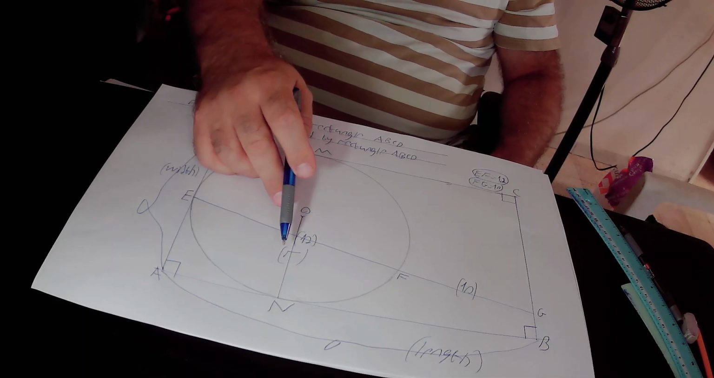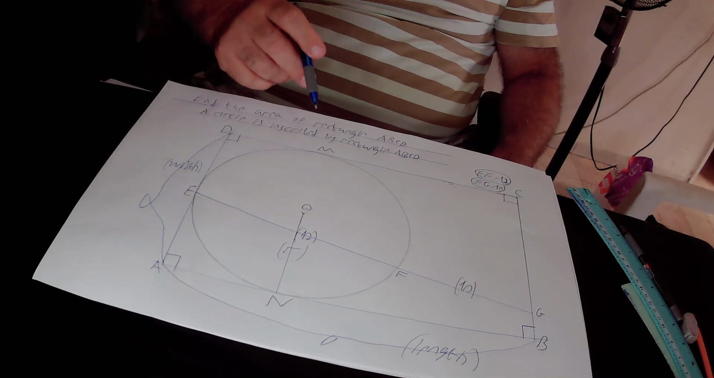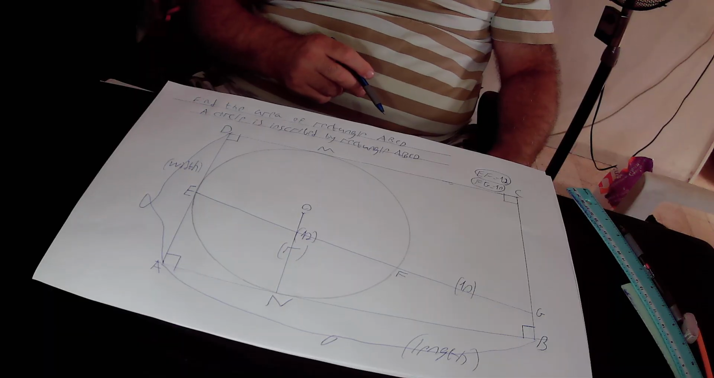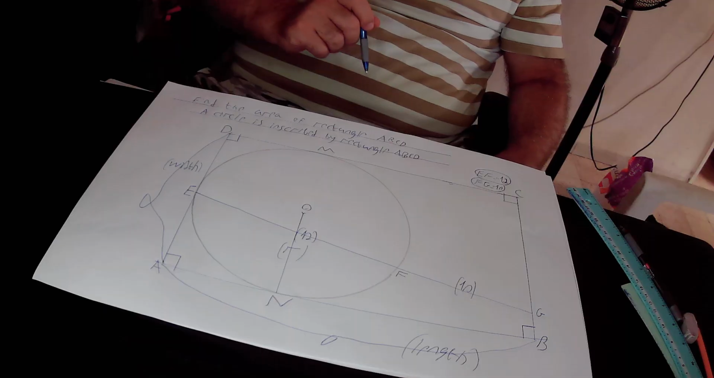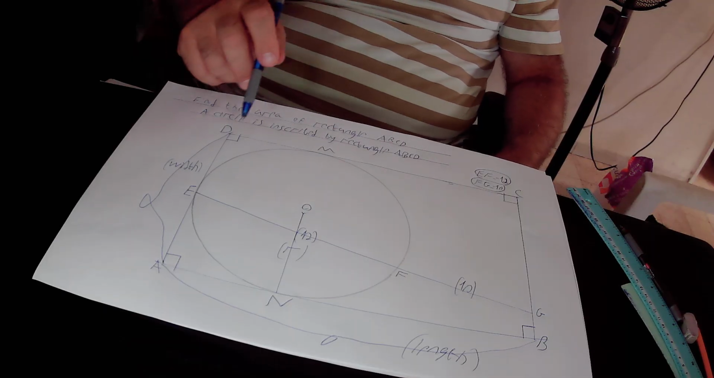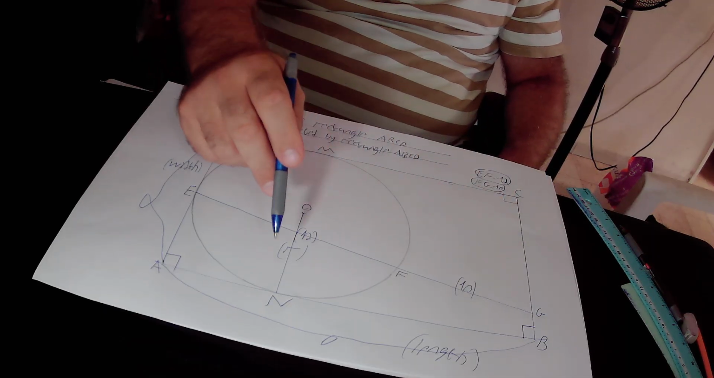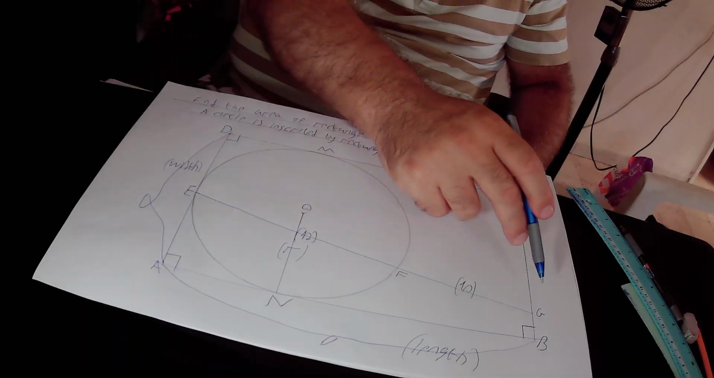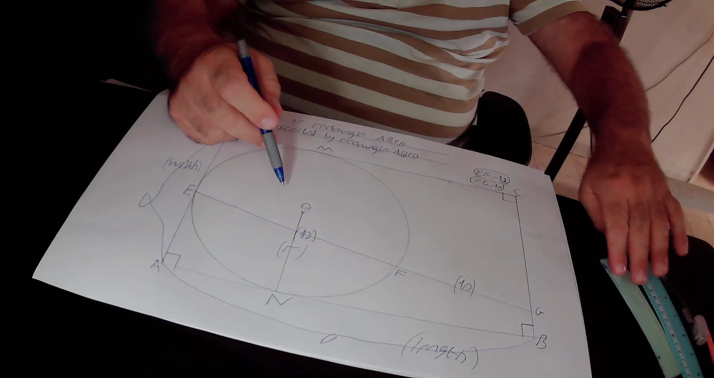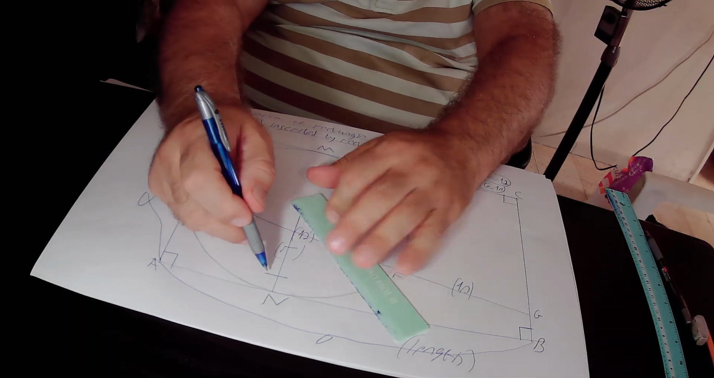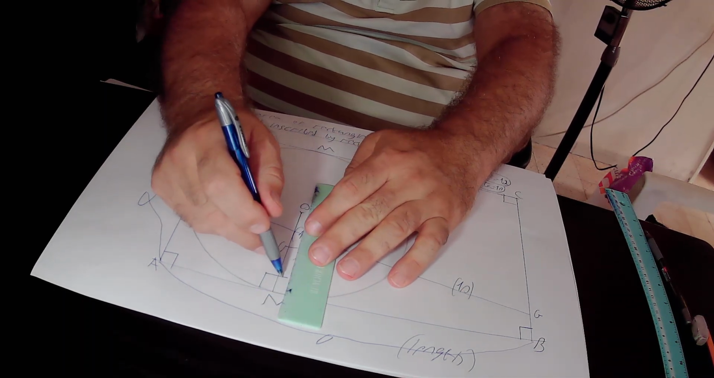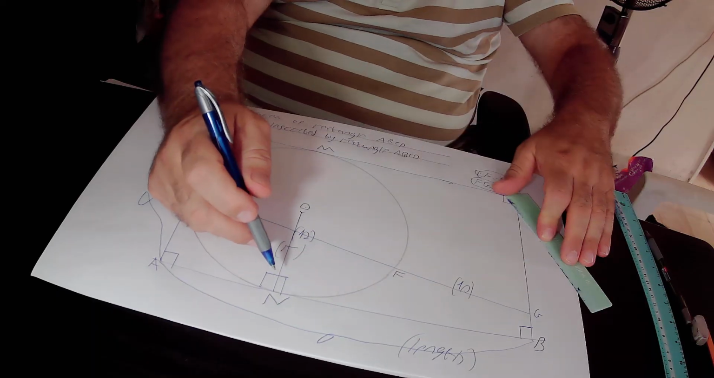the radius ON is drawn to point N, that is the point of tangency of tangent AB with this circle. Whenever you have a radius that is drawn to the point of tangency, then tangent AB will be perpendicular to the radius NO. If AB is perpendicular to NO, it means that this angle equals 90 degrees, and this angle also equals 90 degrees according to rule 1.